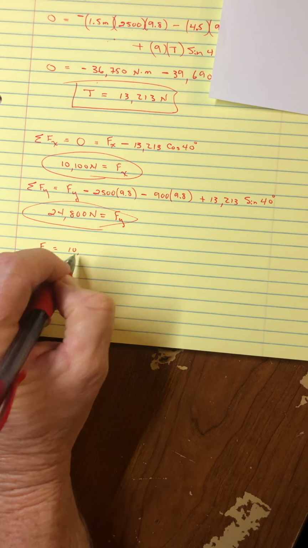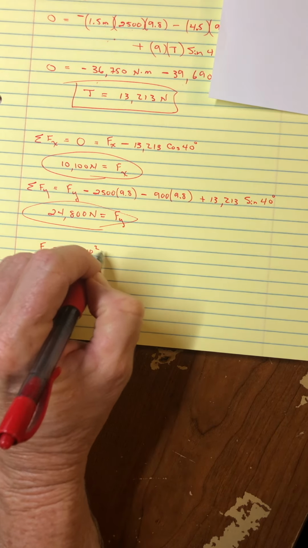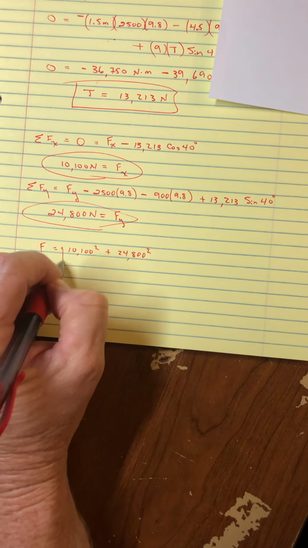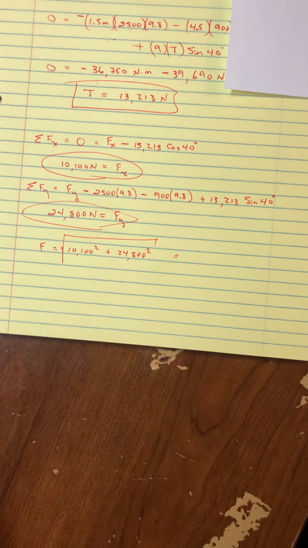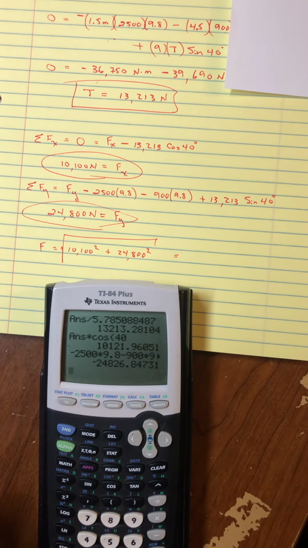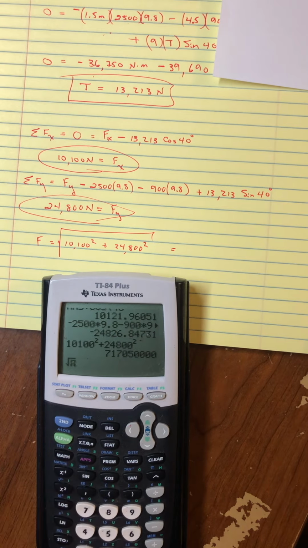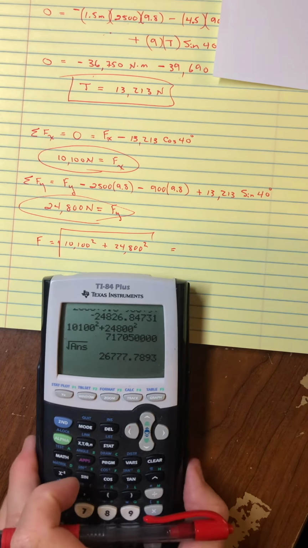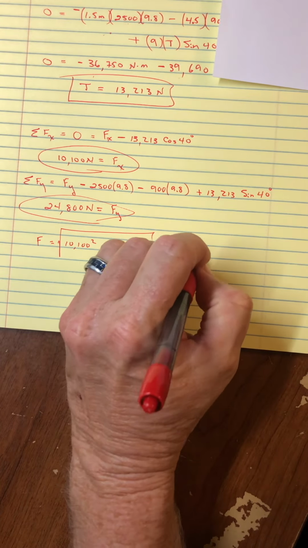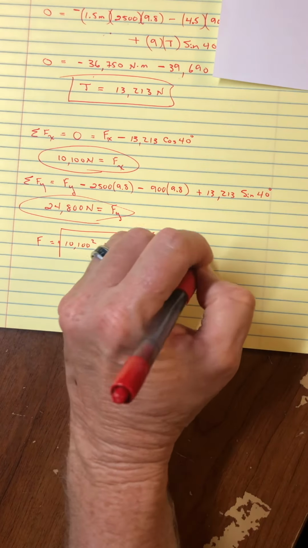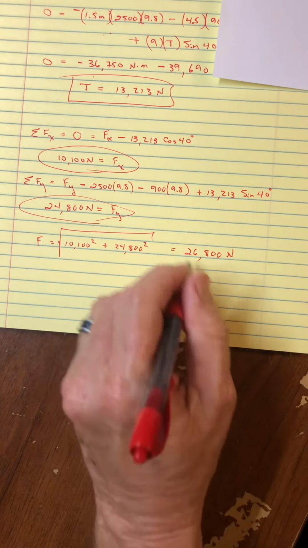All right. Now that I've got the components of the force at the hinge, I can actually get its magnitude by taking the x component and squaring it, the y component and squaring it, and taking its square root. So there's the Pythagorean theorem. So 10,100 squared and 24,800 squared, enter, and then taking the square root, looks like the total force is 26,800, and again, if I go with three significant figures, I better call it 26,800 newtons. And that's a box.